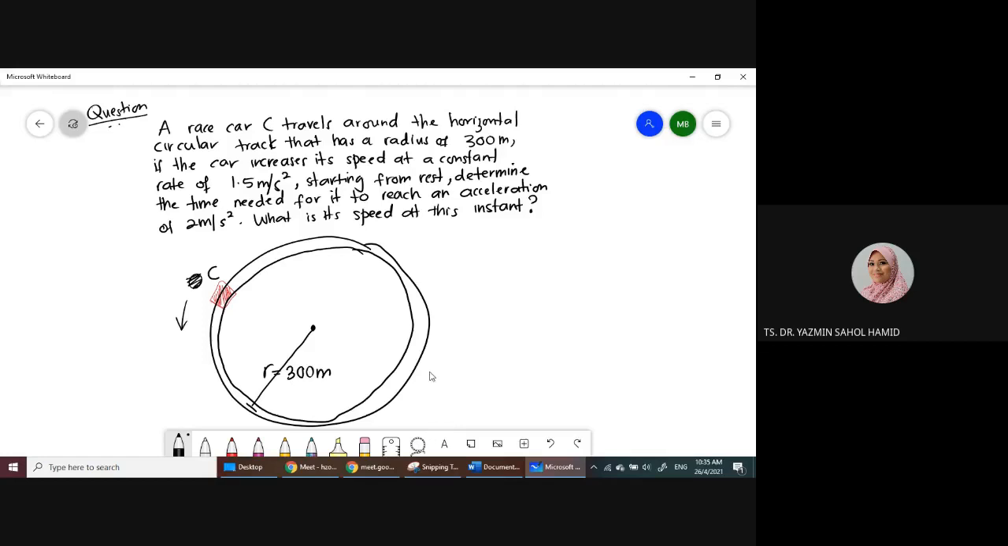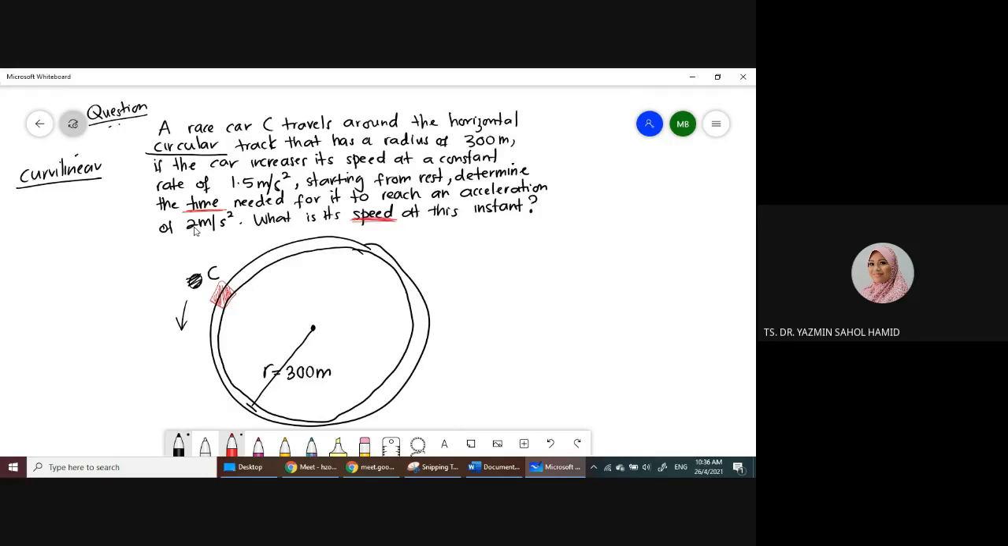Now a race car C travels around a horizontal circular track. When you see circular track, you know that this is the topic curvilinear. It has a radius of 300 m. Now if the car increases its speed at a constant rate of 1.5 meter per second squared, starting from rest, determine the time needed for it to reach an acceleration of 2 meter per second squared, and what is the speed at that instant.